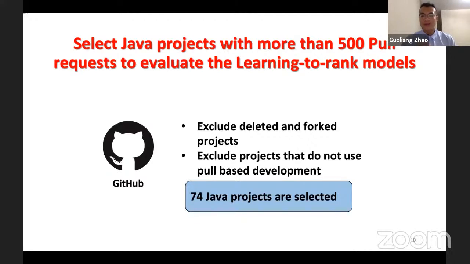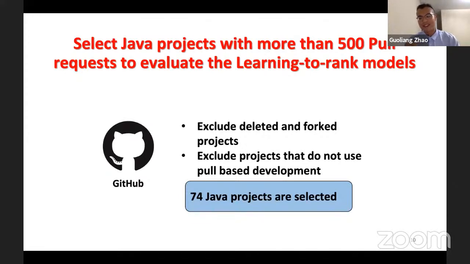Then we further exclude deleted and forked projects from this selection. Then we further exclude projects that do not use pull-based development, that manually merge every contribution, and don't merge contributions at the pull request level. In this case, the pull requests are full of noise, so we exclude these projects too. And in the end, 74 Java projects are left.